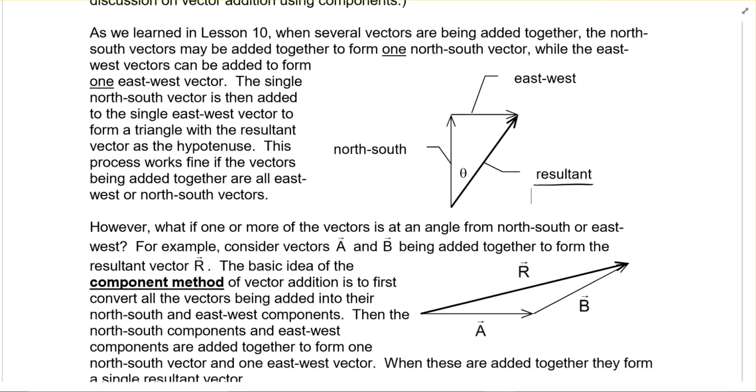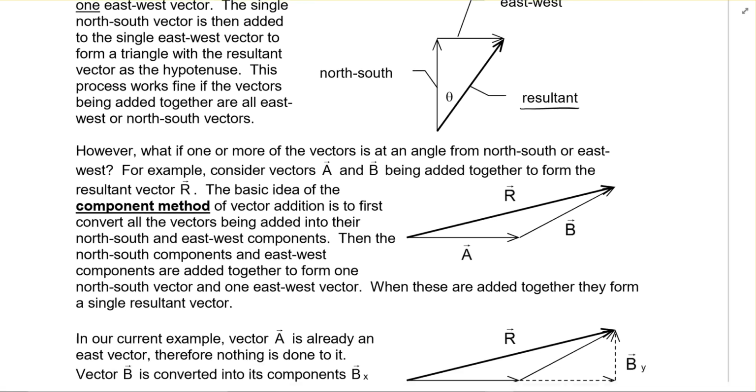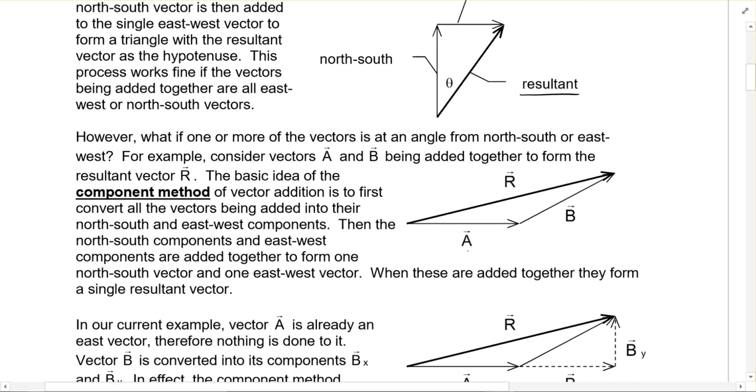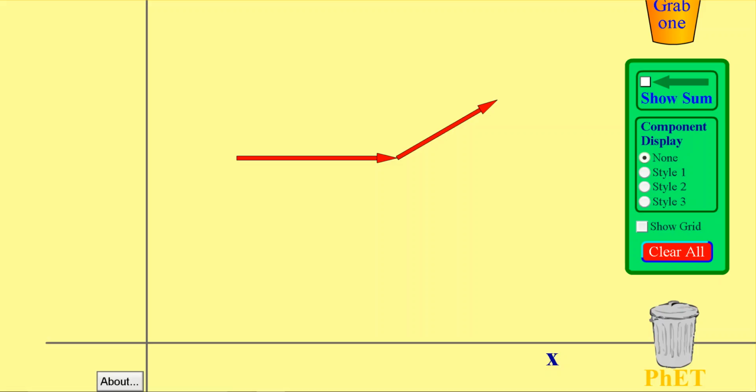All right, but now what's going to happen is, what if you have a situation like this, where A is going east and west, so that's kind of like what we did, but B is off on an angle. We like things being east and west or north and south. We don't really like things being on an angle like this. They're kind of harder to describe in physics.